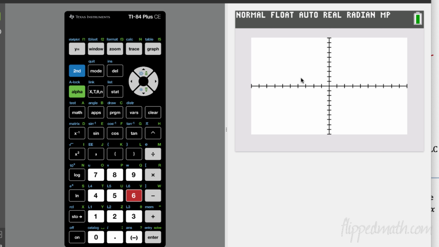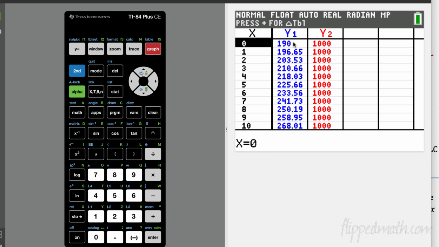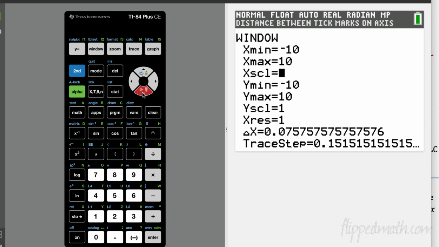We've talked about this before: the values are way too tall. This is only going up to 10, and he's selling 190. To get a good idea of how many there are, I'm going to hit second and go to the table. I notice that my values for Y1 go up to 250, 260. So I'm going to change my window. I have to go up to at least 1,000, since that's the Y value, so I'm going to go to 1,500.